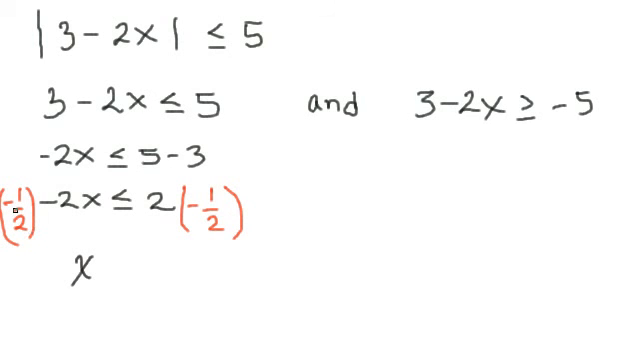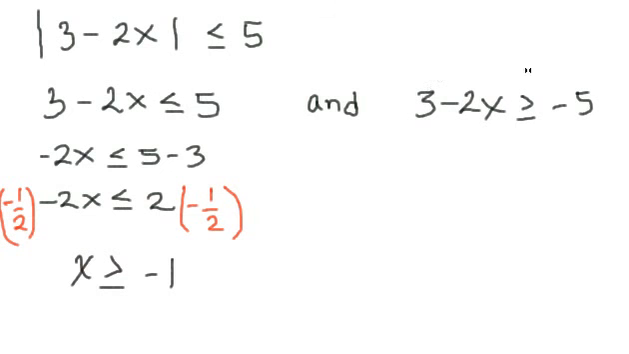But we multiply through by a negative, and that's going to cause this inequality sign to flip. So we're going to flip that. We have a 2 times a negative a half, so that's going to give us a negative 1. Okay, we're good on that. Let's look at this one.